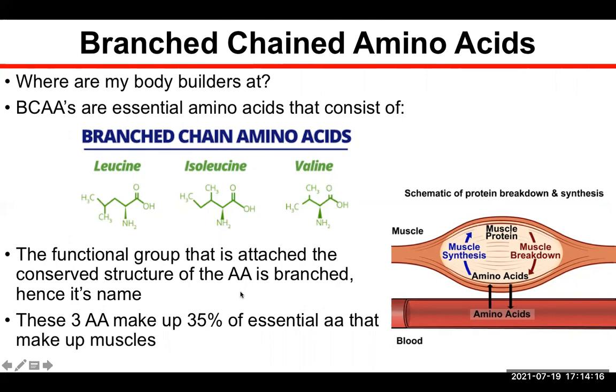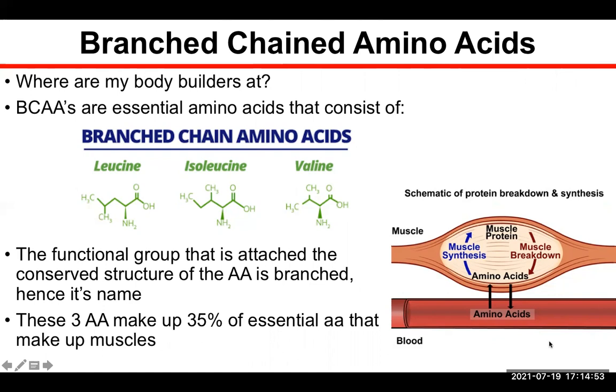And the reason why a lot of bodybuilders or people that are trying to increase their muscle mass take these is because the muscles that we have in our body are basically 35% of these types of amino acids. So muscles in general are about 80% amino acids by weight. But when you're looking at the actual composition of the amino acids that make up those muscles, 35% of those are going to be these three main amino acids. So that's 1/3, that's pretty high.